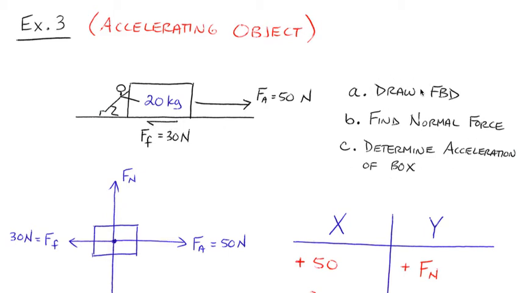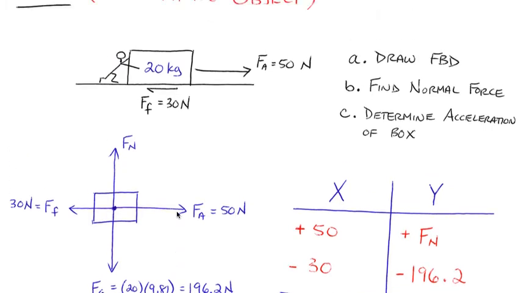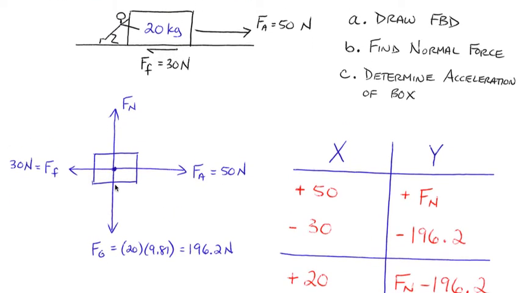So again, we'll look at how to draw the free body diagram, find the normal force, and then determine the acceleration of the box. Slightly different problem, same exact method. So if we look at our free body diagram, the applied force acts to the right, friction acts to the left. That was given in the problem. Hopefully by now you realize the force of gravity acts down towards the center of the Earth, and the normal force acts up. So all I've done is plugged in what I know.